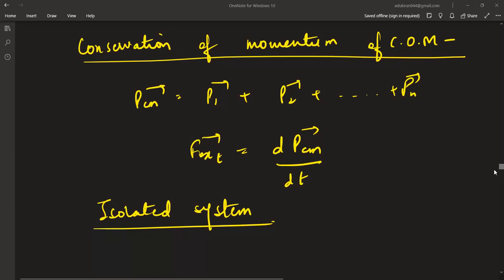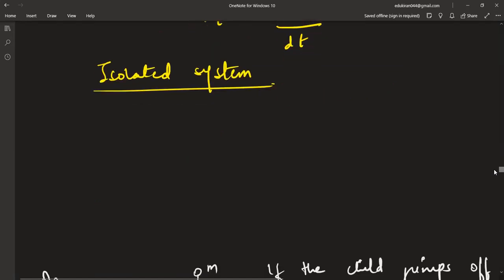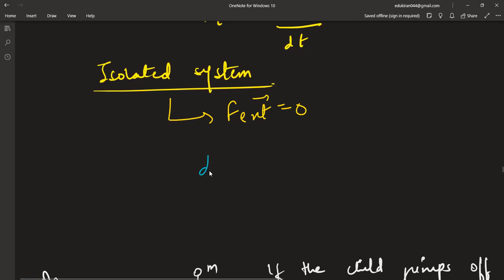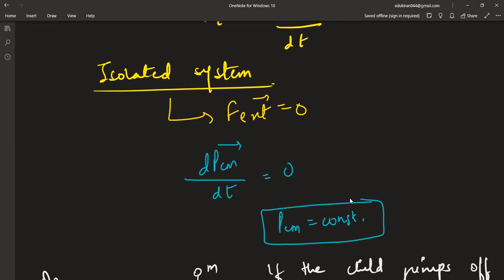All right. Now, in an isolated system, you just have to remember that external force is zero. So if this external force becomes zero, dp over dt will be zero. It means there won't be any change in momentum. This value will be constant. PCM will be constant. Like I'll show you a question.